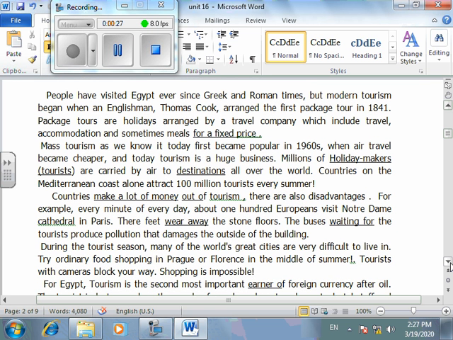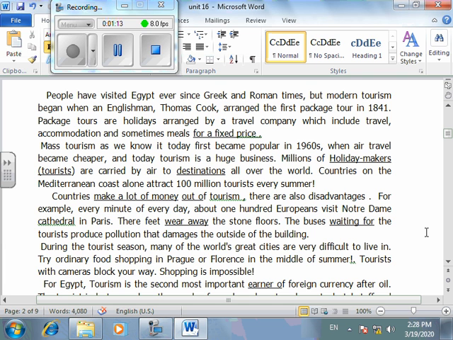People have visited Egypt ever since Greek and Roman times, but modern tourism began when an Englishman, Thomas Cook, arranged the first package tour in 1841. Package tours are holidays arranged by a travel company, which include travel, accommodation, and sometimes meals for a fixed price. Mass tourism, as we know it today, first became popular in the 1960s when air travel became cheaper, and today tourism is a huge business. Millions of holiday makers, tourists, are carried by air to destinations all over the world.